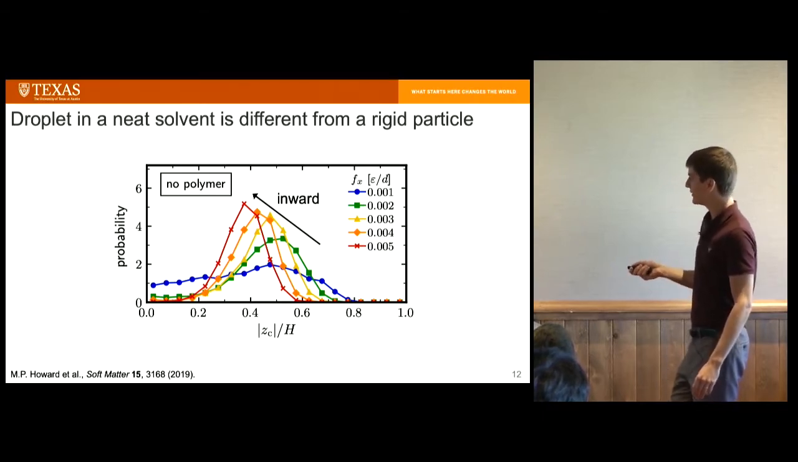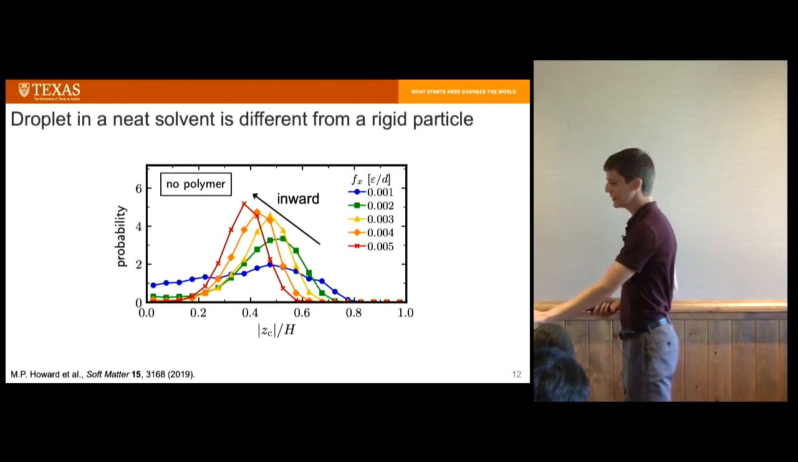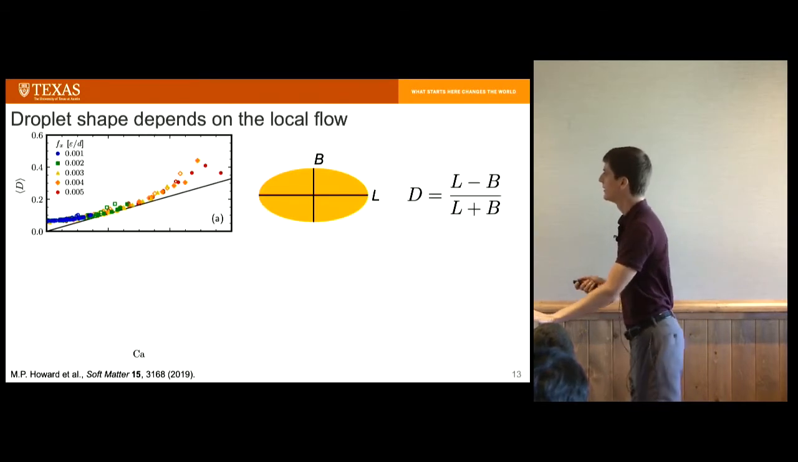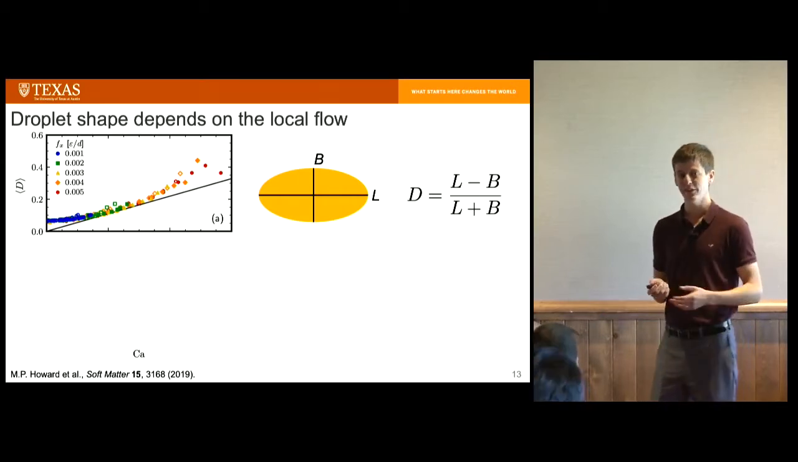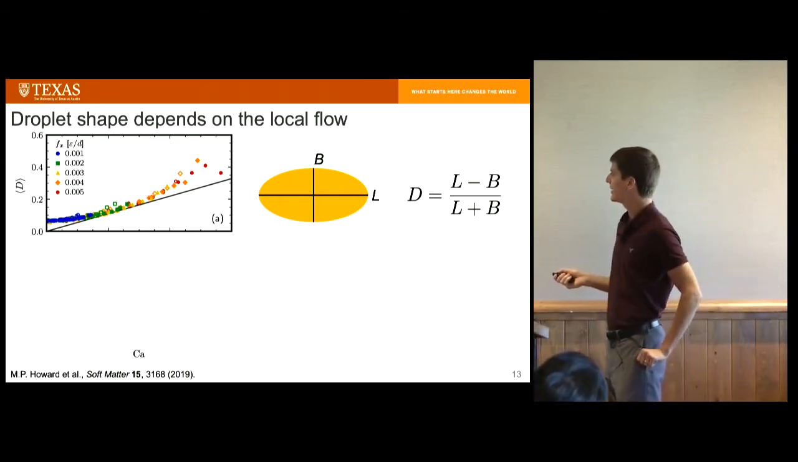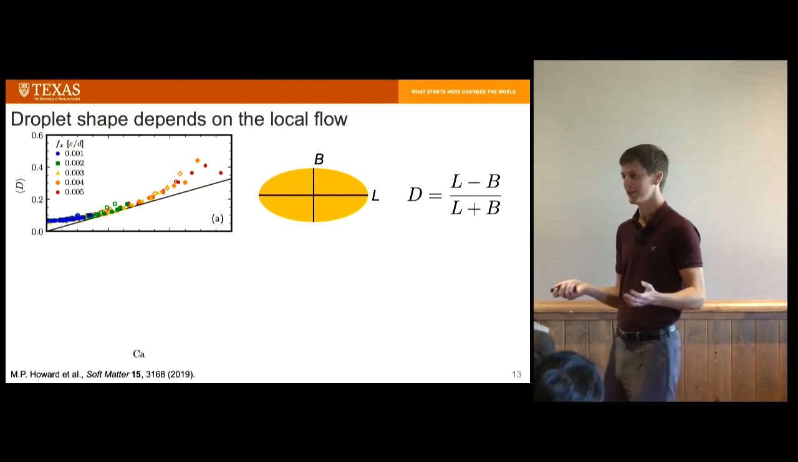So why does it do this? What is different in the droplet compared to the hard particle? The shape of a droplet depends on where it sits in a flow field. So we can characterize the shape of the droplet, and this is something where simulations are really useful.